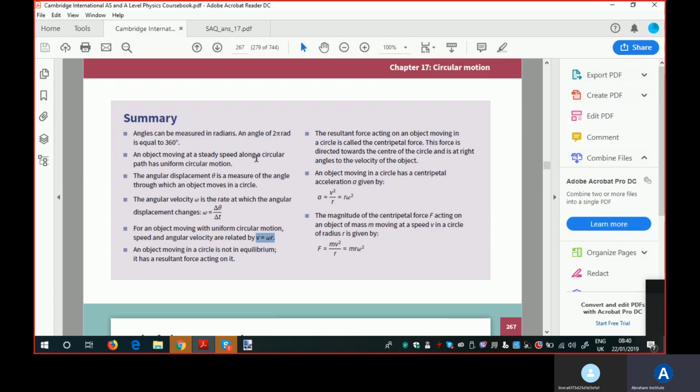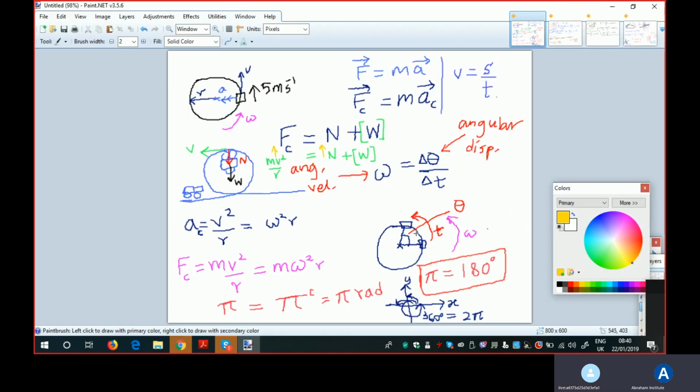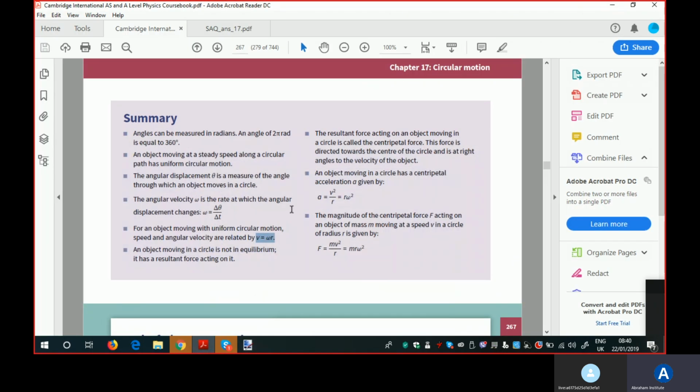An object moving at a steady speed along a circular path has uniform circular motion. So the speed is constant, but since it's moving in a circle, there is an acceleration towards the center of the circle, which we call the centripetal acceleration, and it is the centripetal force which produces the centripetal acceleration, not the other way around. The angular displacement theta is a measure of the angle through which an object moves in a circle. You saw that earlier, how much of the angle it sweeps. We use the symbol theta for that, and the unit is radians.